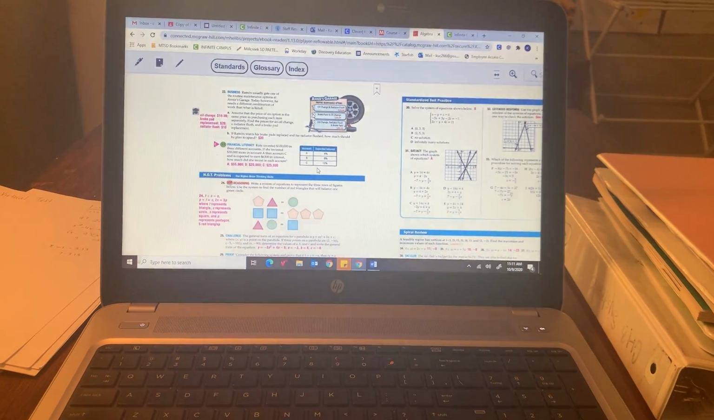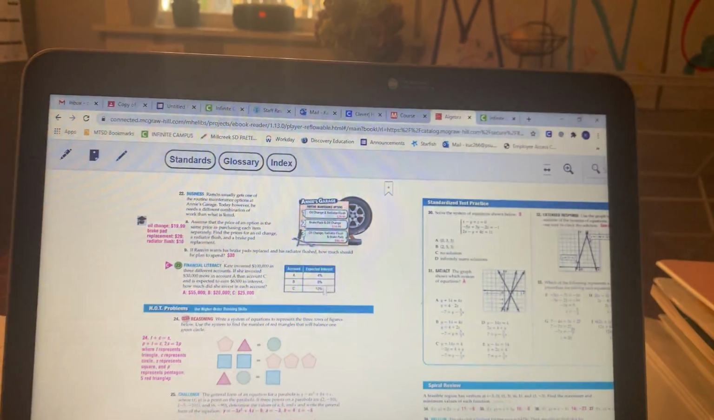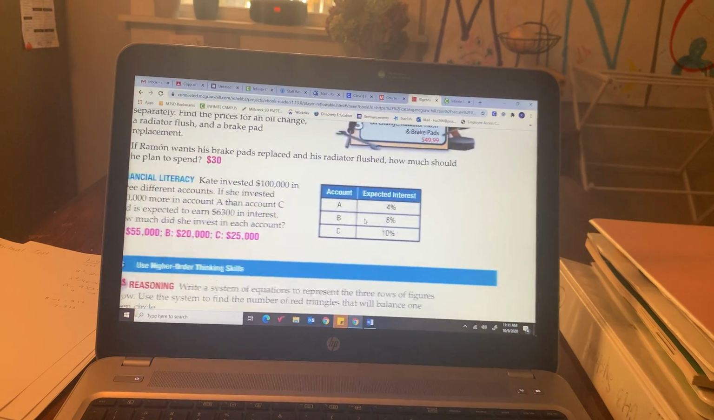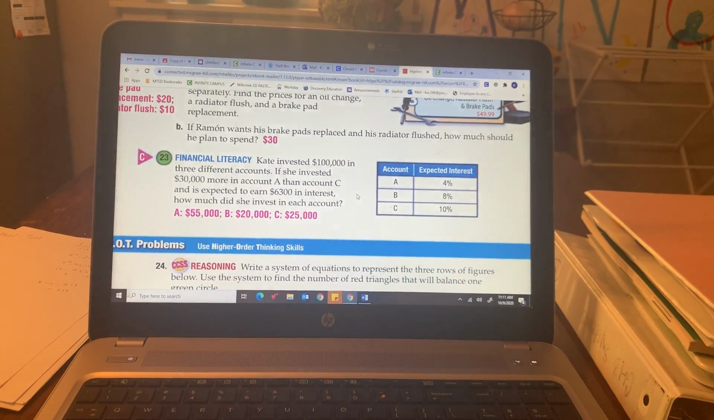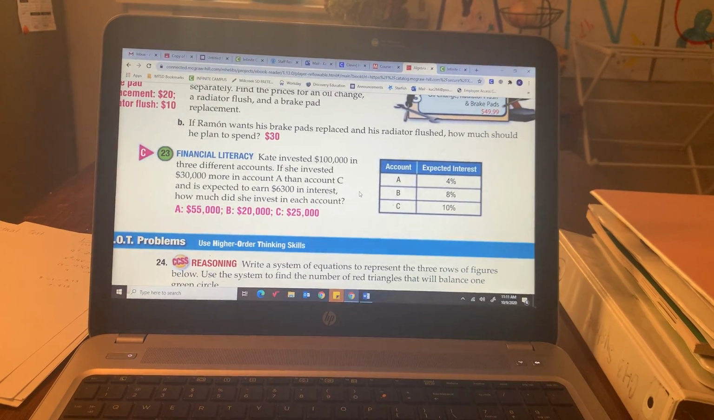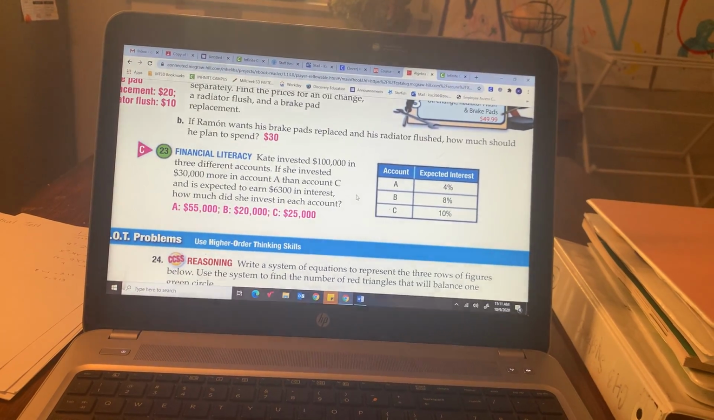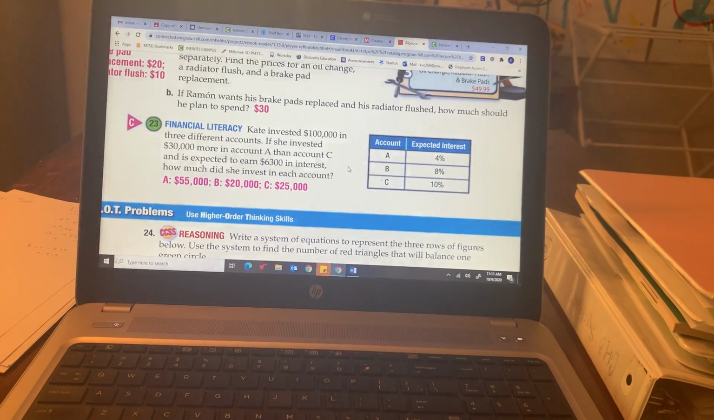Number 22 is a little bit different than the other ones, but let's go with this one. Let's make this bigger. Okay. Financial literacy. It says Kate invested $100,000 into 3 different accounts. If she invested $30,000 more in account A than account C and is expected to earn $6,300 in interest, how much did she invest in each account?